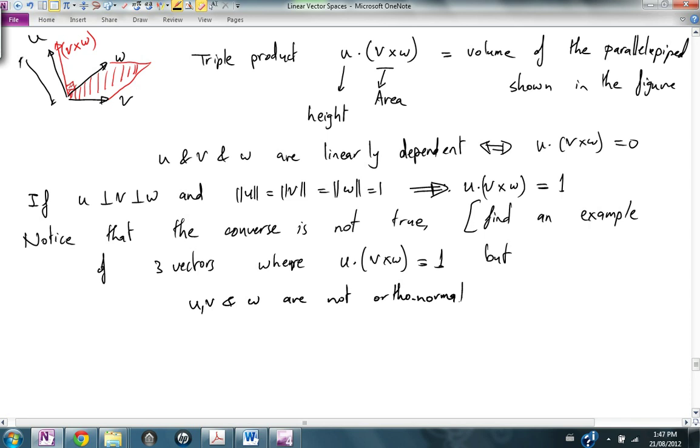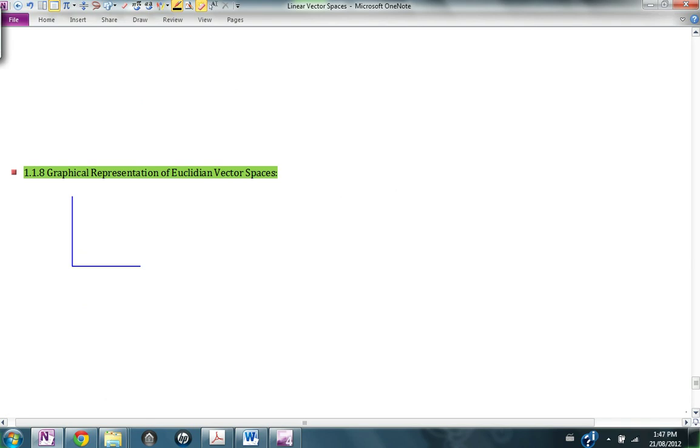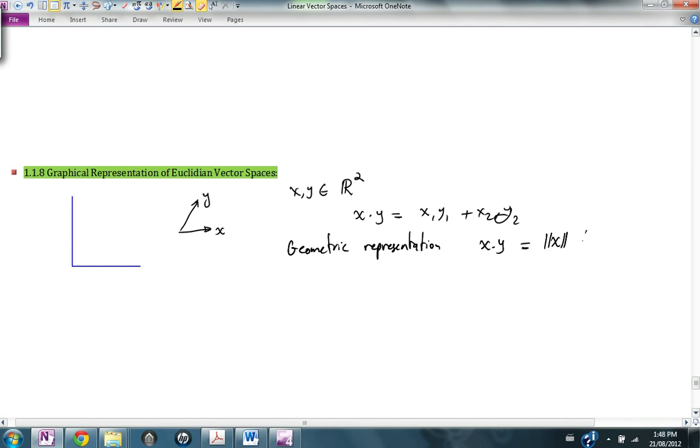The last section in the linear vector spaces is the graphical representation of Euclidean vector space. The first is how to take the graphical representation of the dot product. If I have vector x and vector y, x dot y, which we defined as x1 y1 plus x2 y2. Let's say x and y live in R2. Since they live in R2, they only have two components. So x dot y is equal to x1 y1 plus x2 y2. The geometric representation is x dot y is equal to norm x, norm y, cosine theta xy.